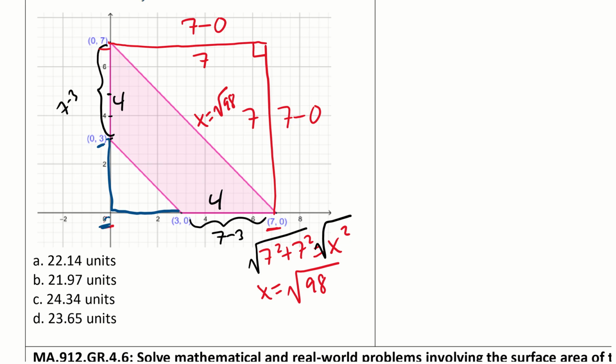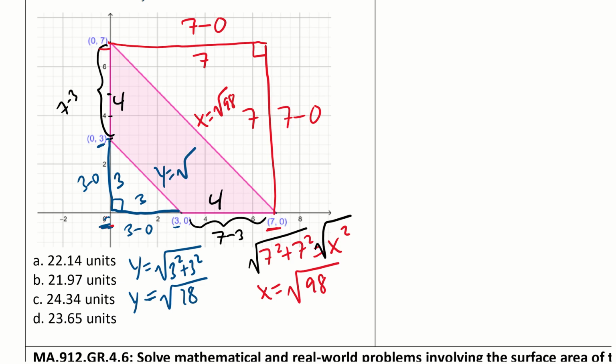All right, the next one, we have this line here, which goes down from 3 to 0. So that means it's 3 minus 0, which is 3. And then this one here is, again, from 3 to 0. So 3 minus 0 is 3. It's another Pythagorean theorem. So I'm going to call this y. So we have y equals the square root of 3 squared plus 3 squared. I'm going straight to the punchline. Just take the square root, add those numbers up. So we got 3 times 3 is 9. 9 plus 9 is 18. So this is the square root of 18.